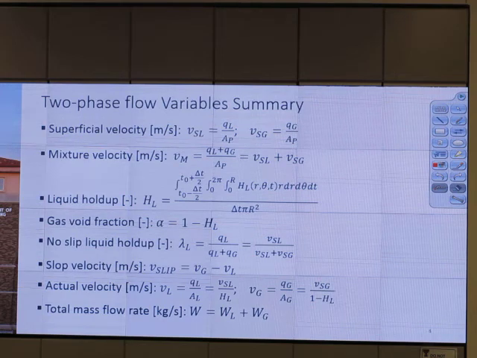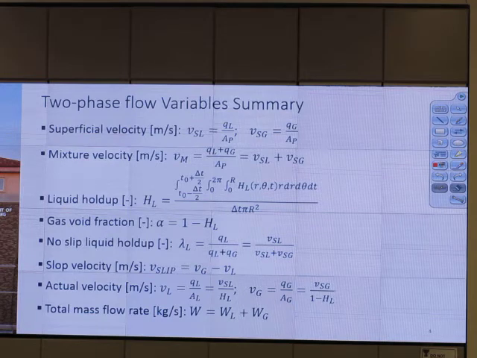Okay, calculation part. Formulas. Did you have a chance to open the book that you bought for $75? Open it and read it. It will say this: superficial velocity is Q over AP. Mixture velocity is adding them together divided by AP. This mixture velocity is VSL plus VSG.